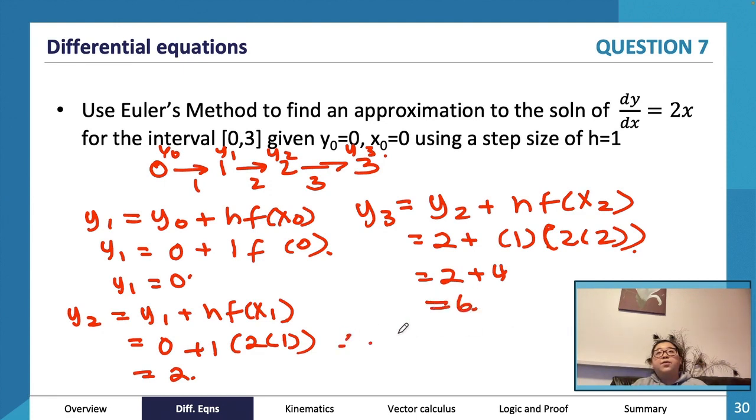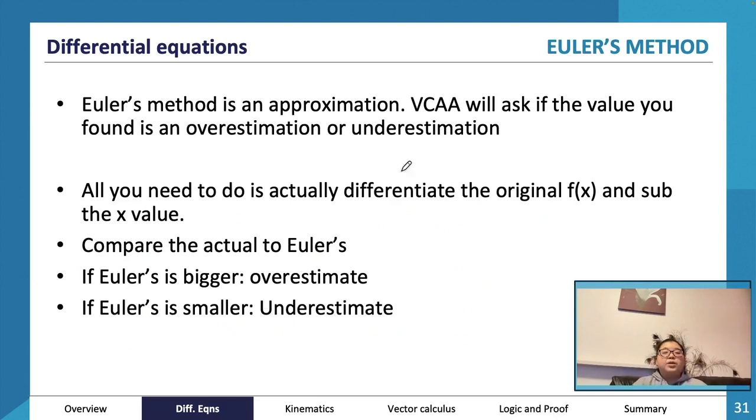6. So therefore, you'll get that the approximation to the solution for the interval of this to this is that at x equals 3, y will equal 6, approximately. You can do a bit of an approx sign. And really important here, don't skip steps because it can get really easy to mess up. Because it's an approximation value, they'll ask you whether it's an overestimation or underestimation.